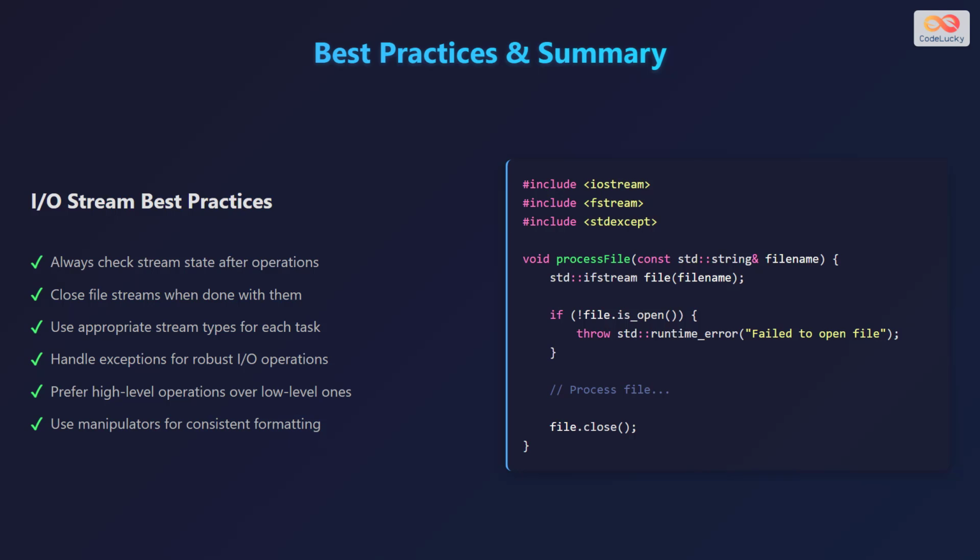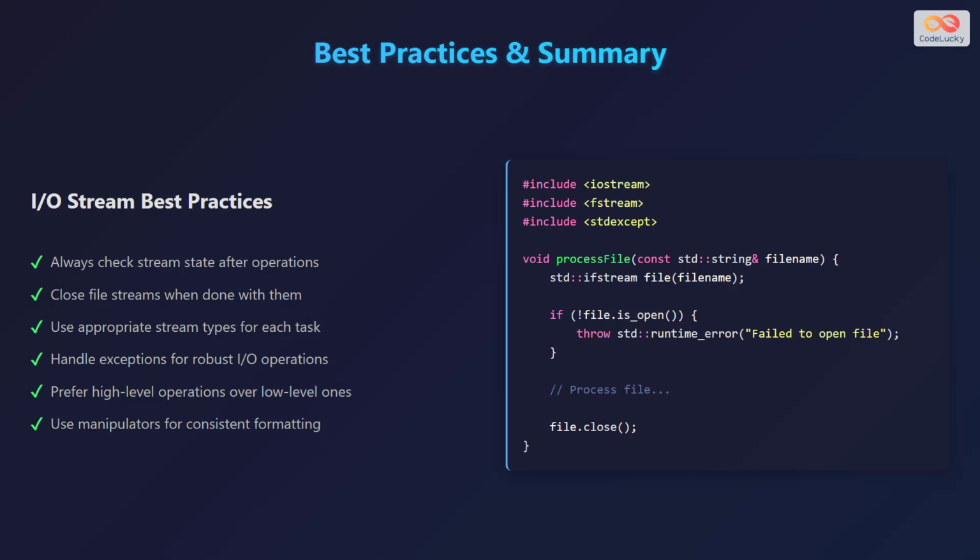Let's review some best practices. Always check the stream state after operations. Close file streams when you're done with them. Use appropriate stream types for each task. Handle exceptions for robust input-output operations. Prefer high-level operations over low-level ones. Use manipulators for consistent formatting.